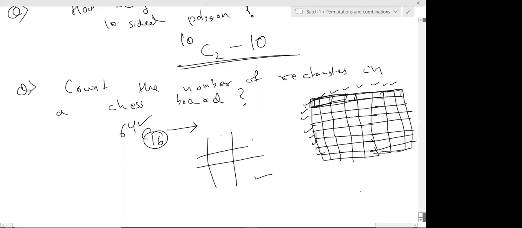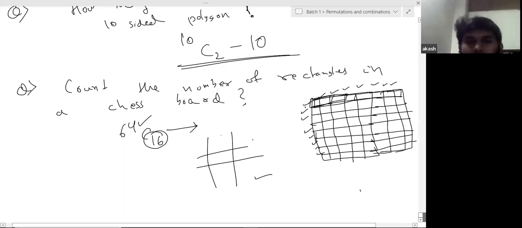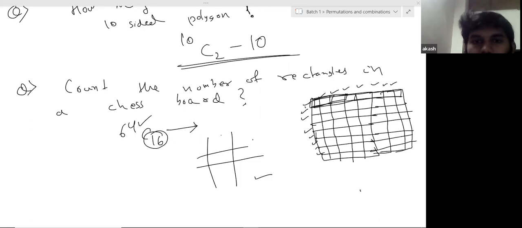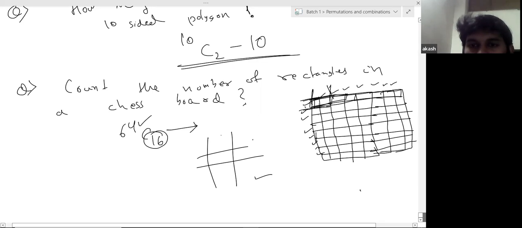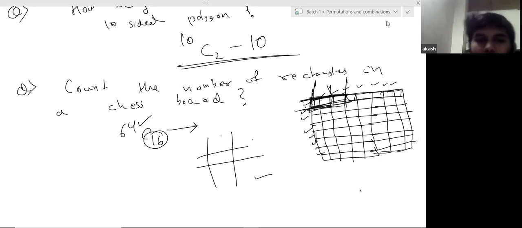See, let me just solve this. All right. So the question was, how many rectangles are there in a chessboard, right? So look at this figure. To get a rectangle, you can choose this line and this line, this line and this line. So I got a rectangle. I could have chosen this line and this line. Here the same lines. So another rectangle. Like that, how many rectangles are possible, right?